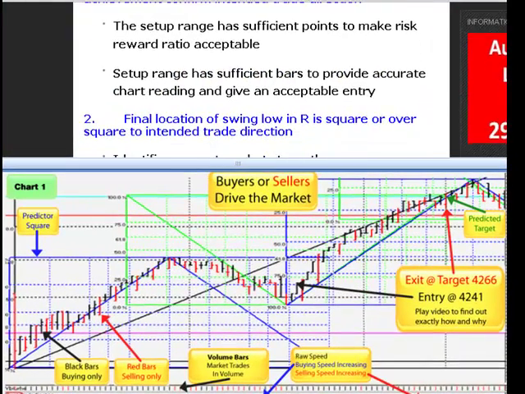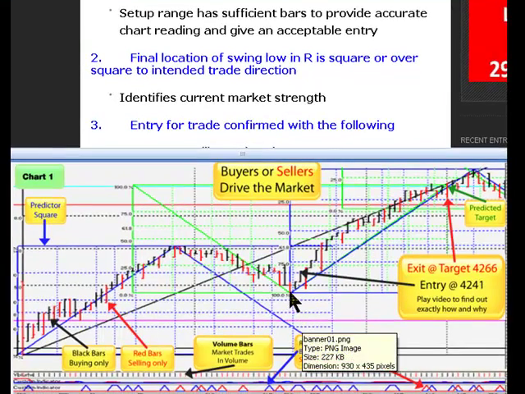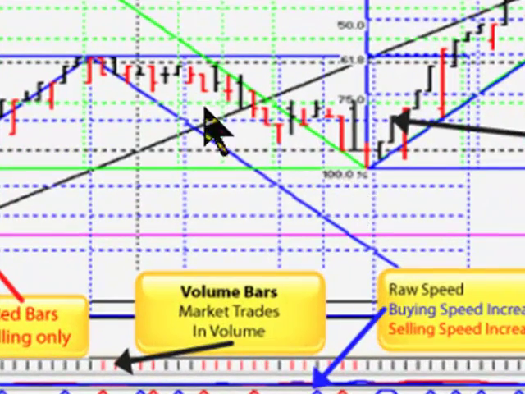Then we look for the current location of our swing low to ensure that it is over square. You see here is our low, here is our square line. The combination of buyers and sellers and offers have pushed the price that far to the right. If that low was inside here, we would not consider this as a high quality setup.